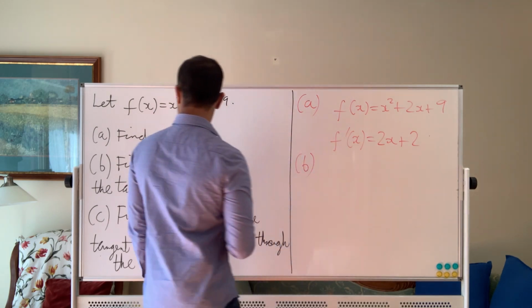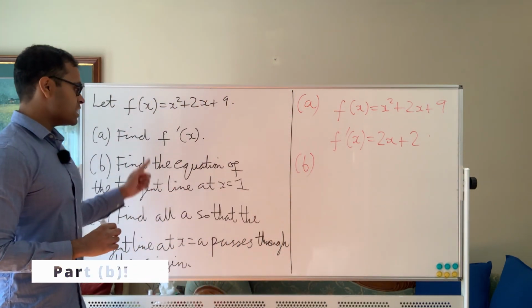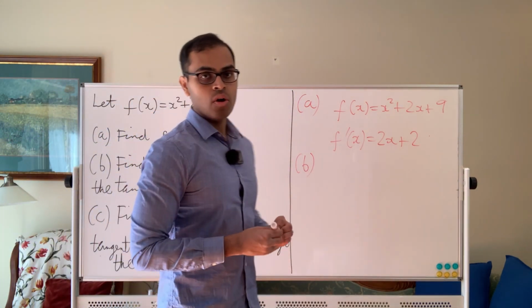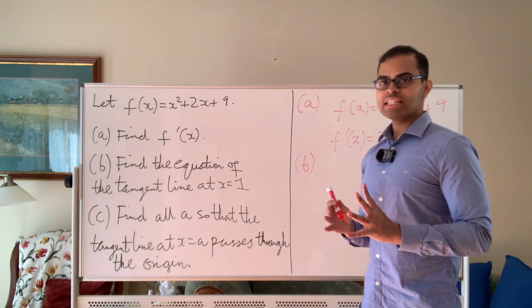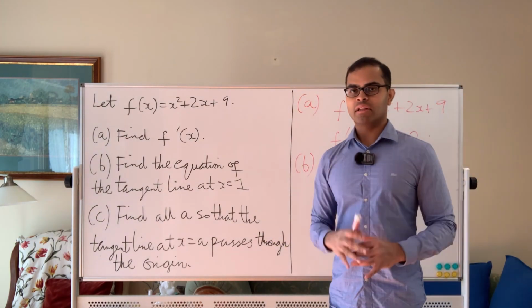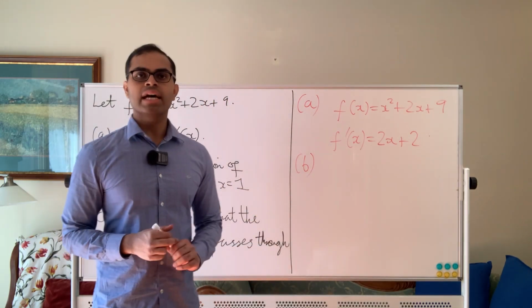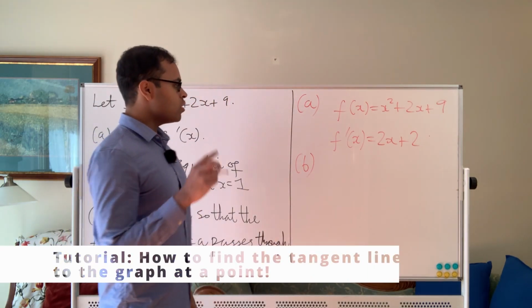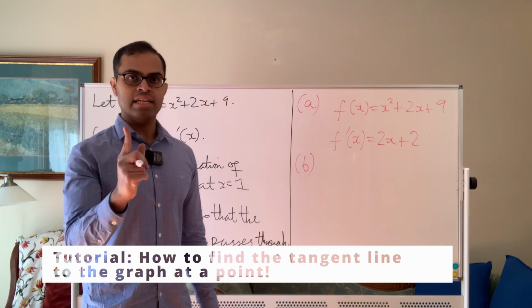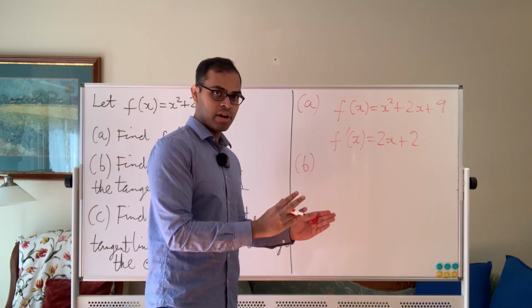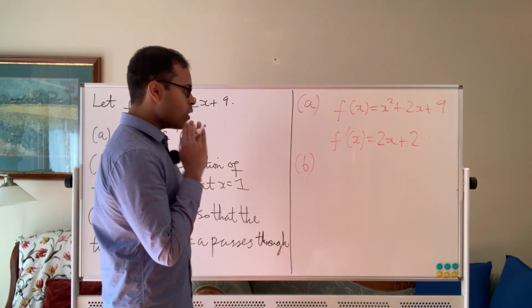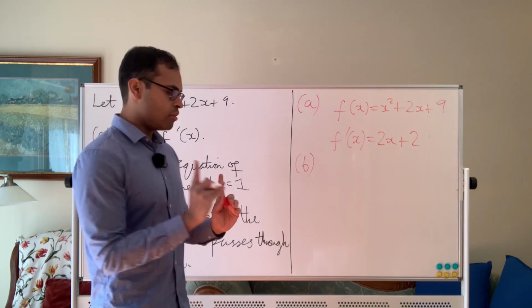Now part B is to find the equation of the tangent line at x equals 1. To find the tangent line, this is a crucial problem in calculus, so I want to walk you through the steps very clearly. How do we find the tangent line at the point x equals 1? There are two pieces of data for finding the equation of a line. First we need to master the equation of a line, but once you've done that, you need to understand the following two steps.